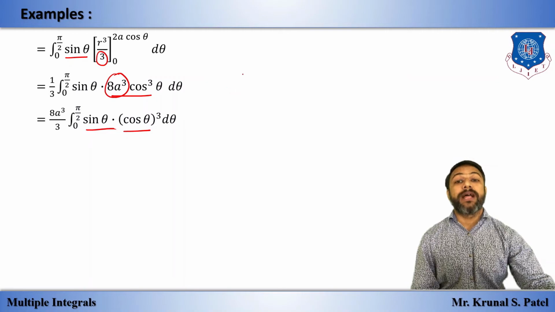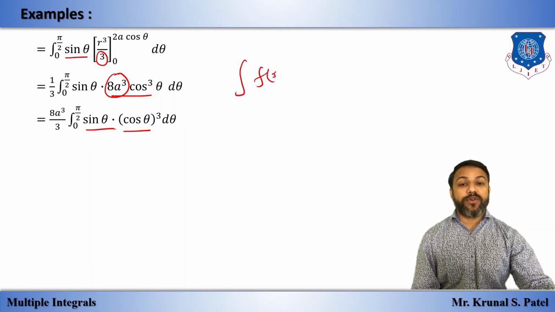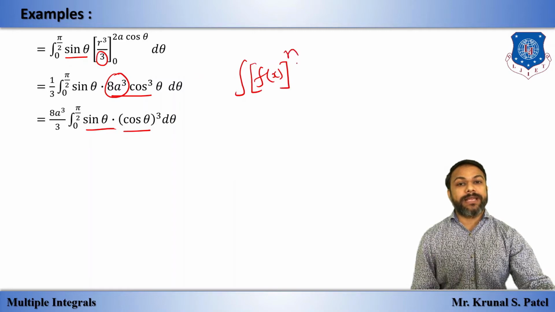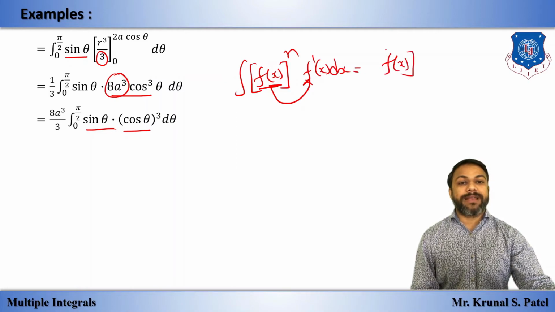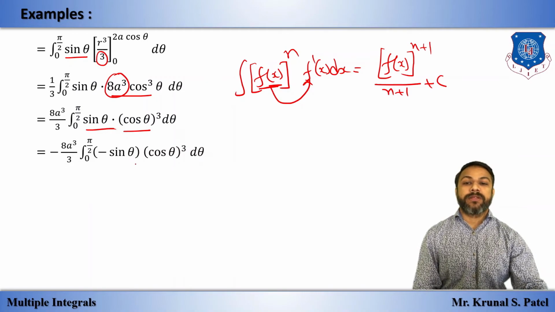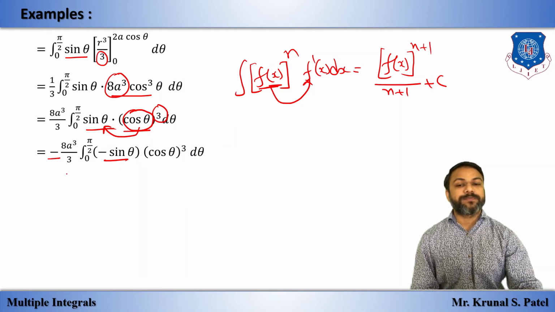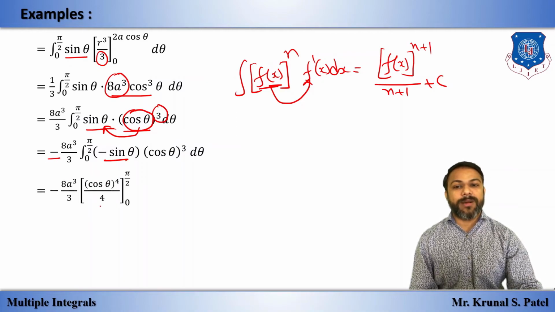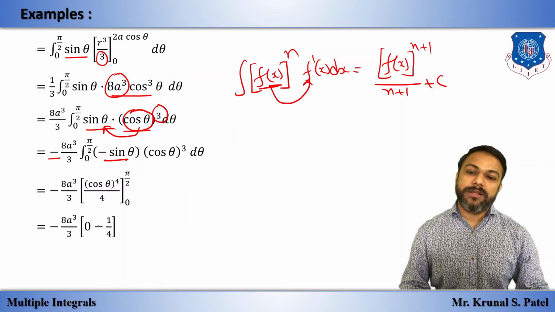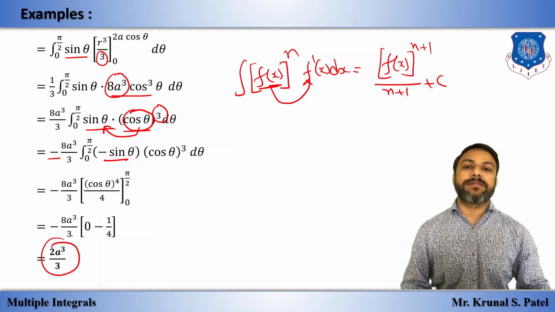We will use that formula. Which formula? Integration of f of x whole raised to n, into the differentiation of this function, we can make one power increase and the increased power goes to the denominator. This formula we can use. So for that, this is f of theta raised to 3 power, and the differentiation of cos theta is minus sin theta. So minus multiply here, minus multiply here. So we have cos raised to 4 by 4, upper limit minus lower limit. We have this, and by simplifying this, this is the final answer.